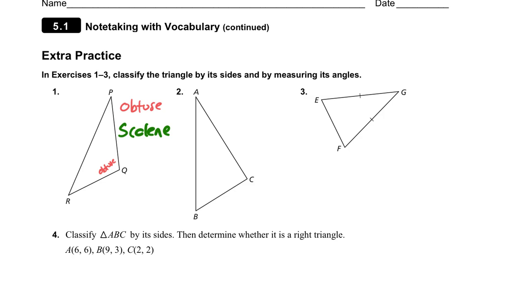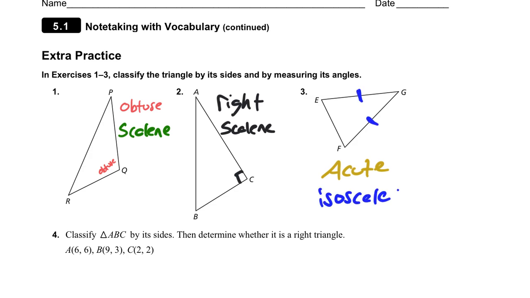Now, let's say in number 2 that we measure the angle, and angle C here is 90 degrees. What I would say is this is a right, and then I can say scalene triangle, because AC is not the same length as AB. And then in number 3, if I measure these, I'm going to notice that these are acute angles. So this is an acute triangle. But because I see that we have two sides that are congruent, it's an isosceles triangle.